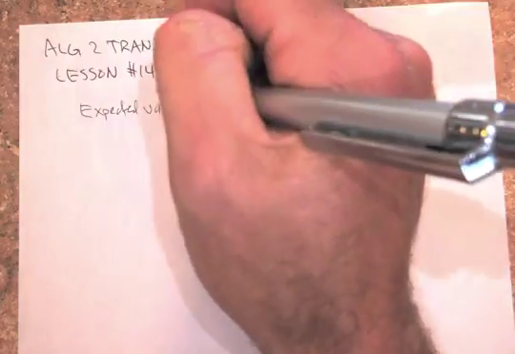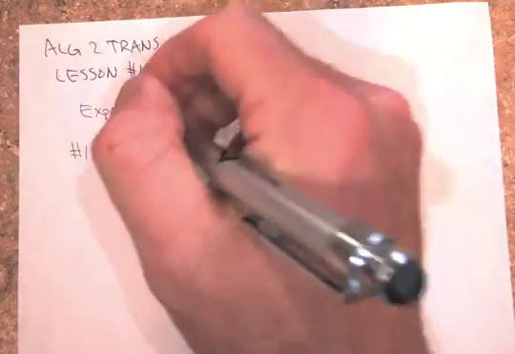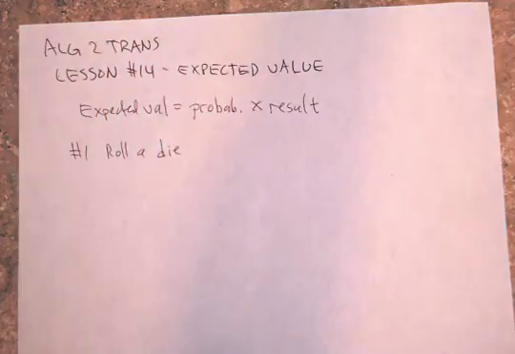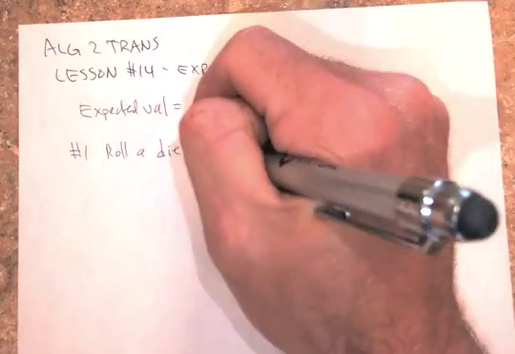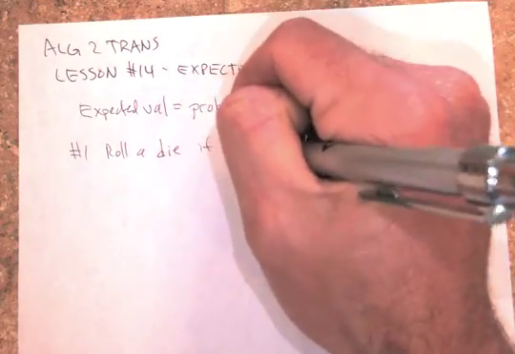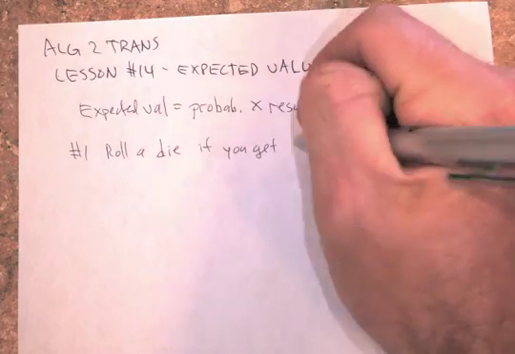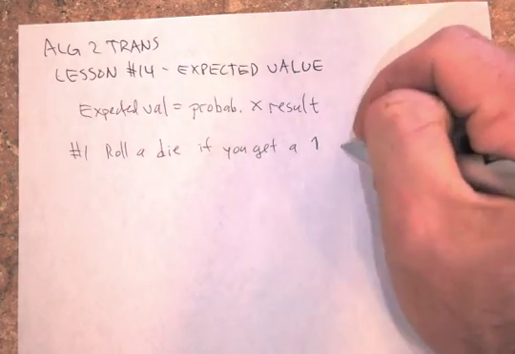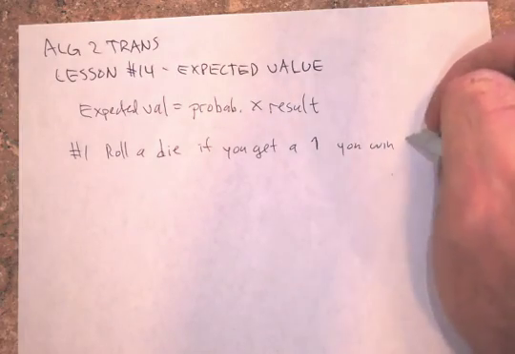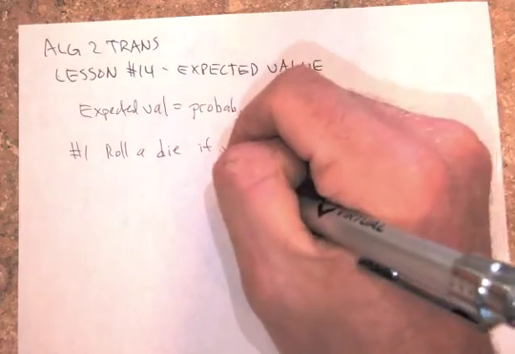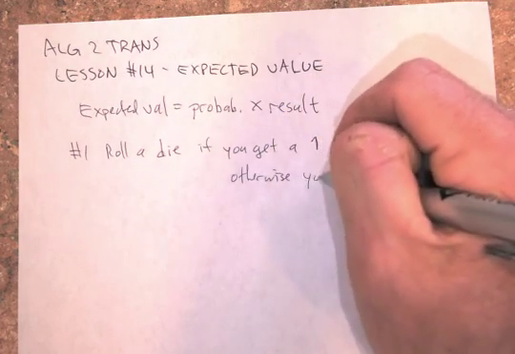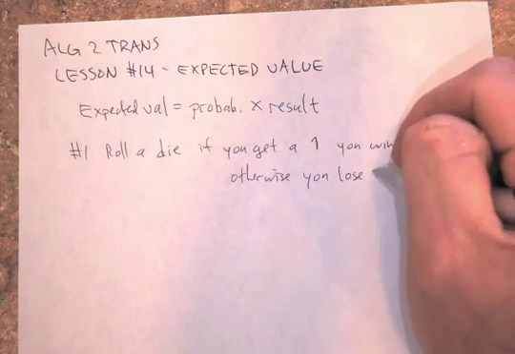So here's, I think we got 3 examples. Number 1, you roll a die, actually. Singular of dice is die. If you get, this is a really simple one, if you get a 1, you win $8. Otherwise, you lose $1. So it's kind of like you pay $1 to play the game.